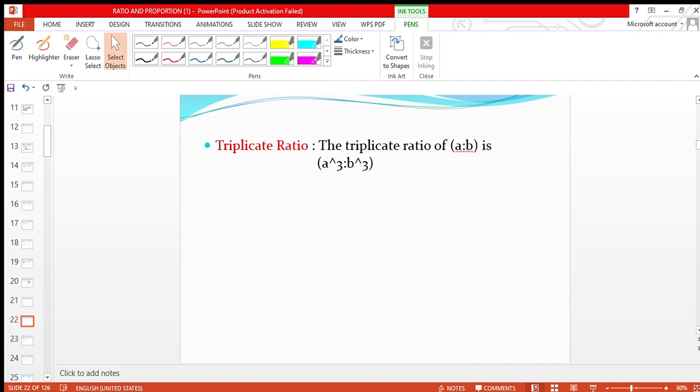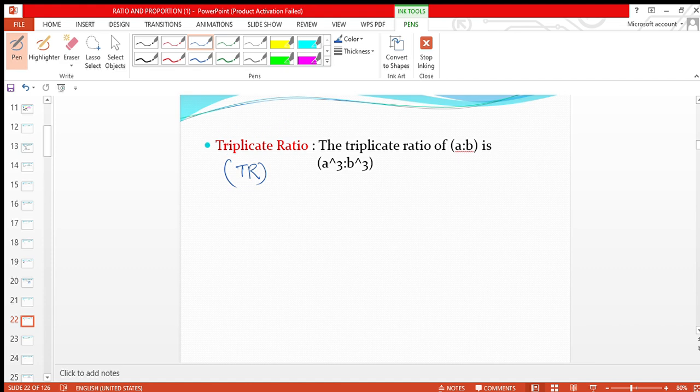Okay, now next, triplicate ratio. The triplicate ratio of A is to B is A cube ratio B cube.